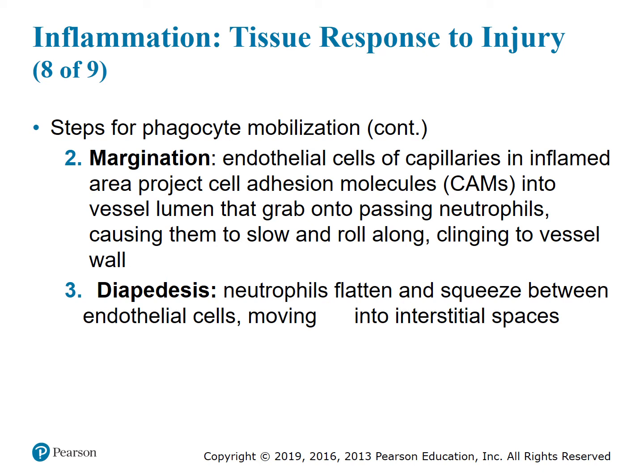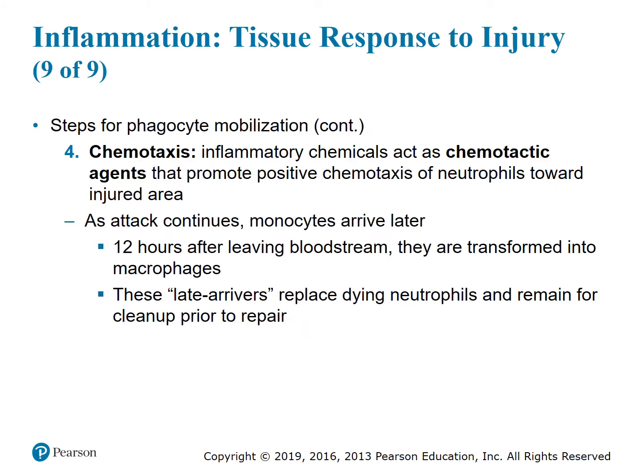Diapedesis is when neutrophils flatten and squeeze between the endothelial cells, moving into the interstitial spaces. The fourth step for phagocyte mobilization is chemotaxis, where the inflammatory chemicals act as chemotactic agents that promote positive chemotaxis of neutrophils toward the injured area. As the attack continues, monocytes arrive later. 12 hours after leaving the bloodstream, they are transformed into macrophages. These late arrivers replace the dying neutrophils and remain for cleanup prior to repair.